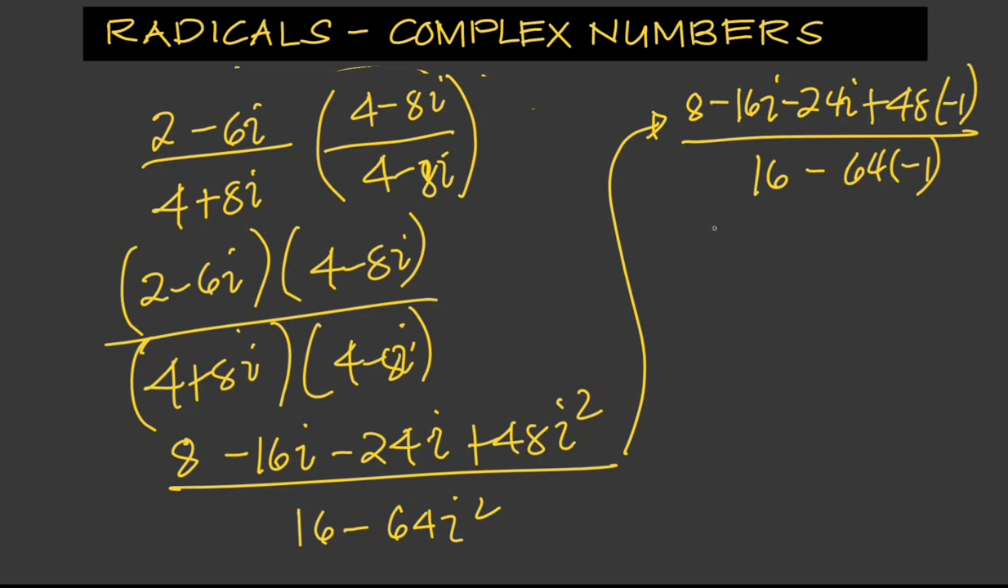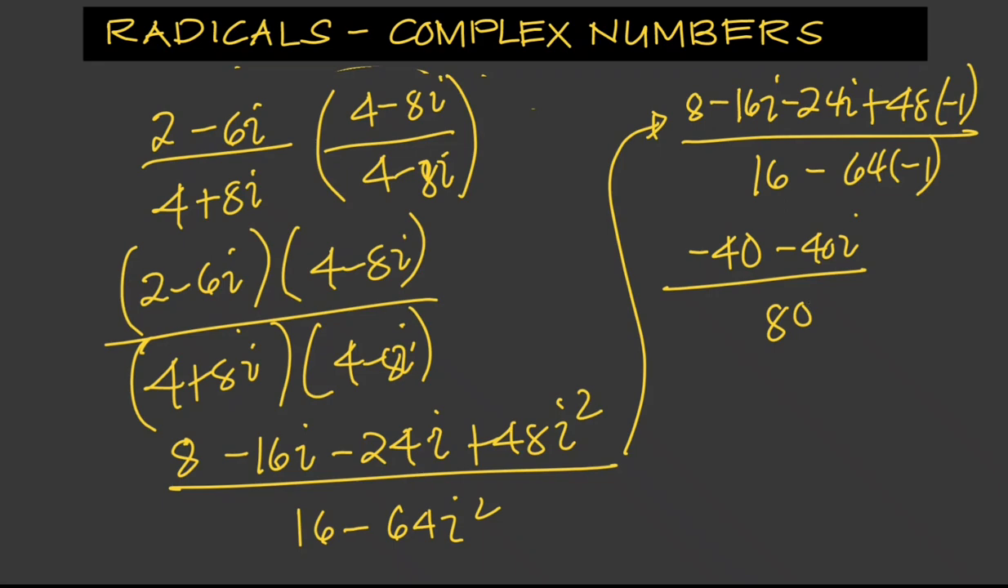So this would become, okay, 48 times negative 1, that would be negative 48. And 16i goes with 24i. So that is 8 minus 48, so that is negative 40. Negative 16 minus 24, that is negative 40i. And then our denominator, that is 16 plus 64, so that is 80.